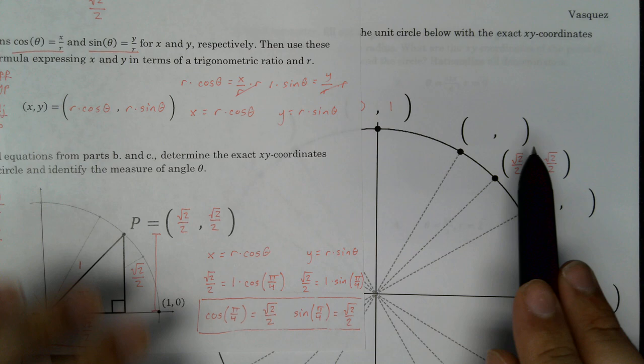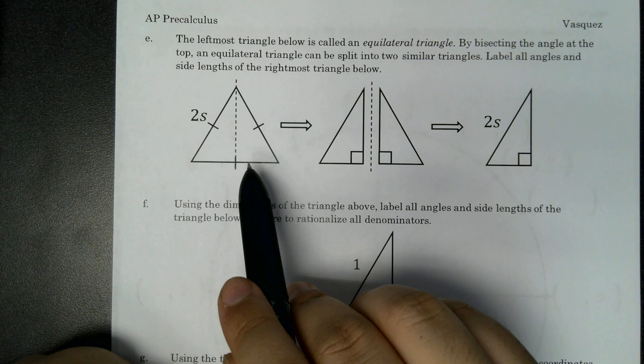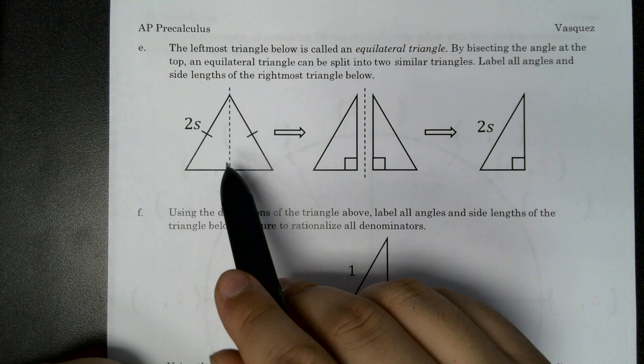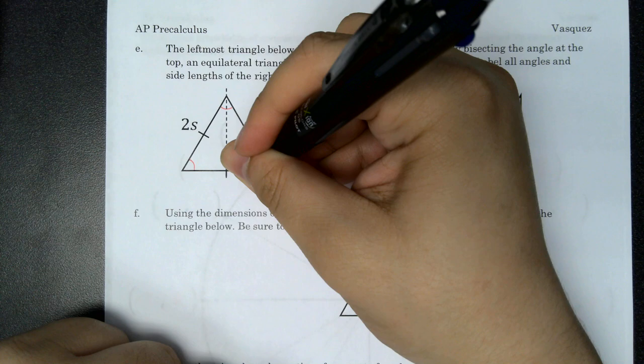And that's where we're going to use an equilateral triangle. So we start with an equilateral triangle, which has all three of its side lengths equal to one another. For convenience, I'm going to call it 2s for each side length. And we're going to cut this triangle in half into two separate triangles. Also noted is that all of the angles of an equilateral triangle are equal to one another.